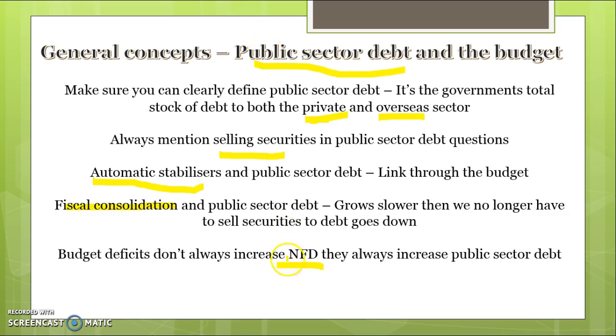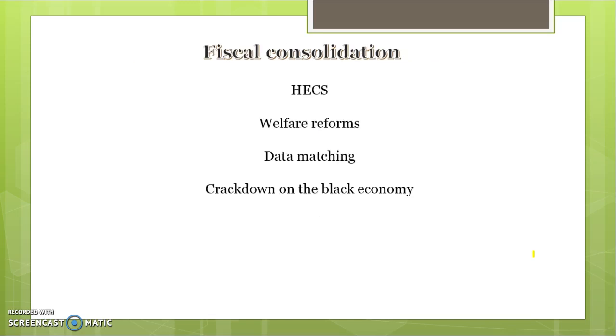And finally, budget deficits don't always increase net foreign debt. Because we can finance budget deficits by borrowing domestically, they will always increase public sector debt because that includes the government's debt to the private sector. They don't have to increase net foreign debt because net foreign debt only increases when we borrow overseas. And the government has the option of borrowing from Australian entities. Some Australian entities have got heaps of cash that they can lend to the government that would not increase net foreign debt.